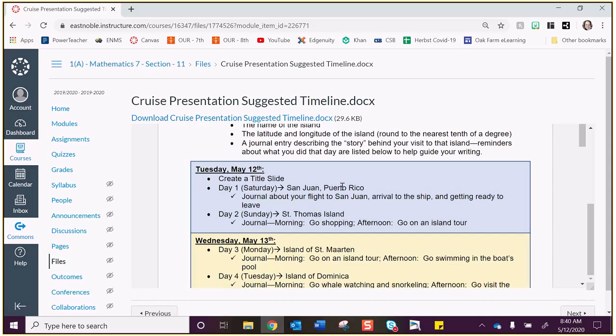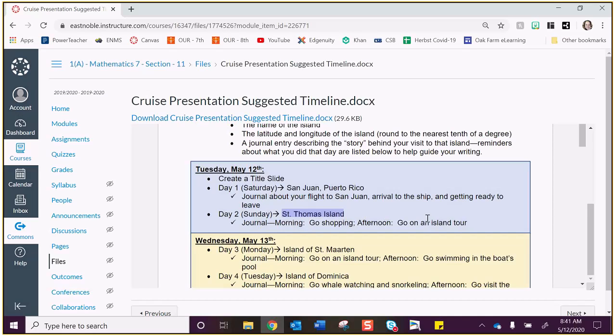So that was Saturday. Then on Sunday, the second day of your cruise, you stop at your first island, St. Thomas Island. So this is, again, you'll want to Google some pictures. Remember what you did in the morning, you went shopping, and you can go back to the packet and read all about that.